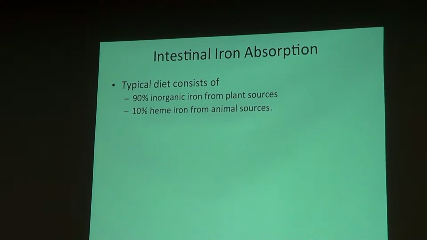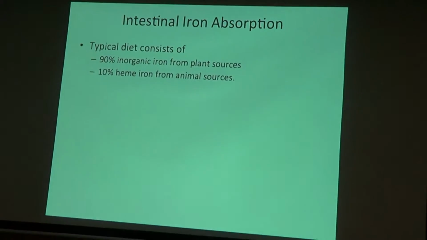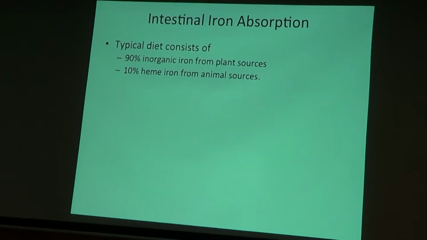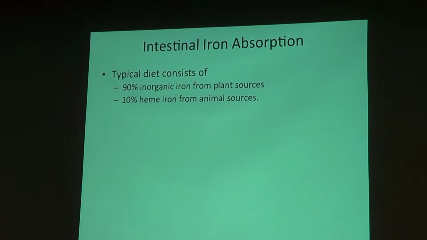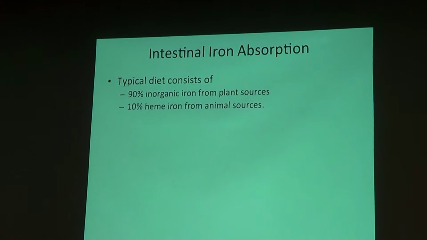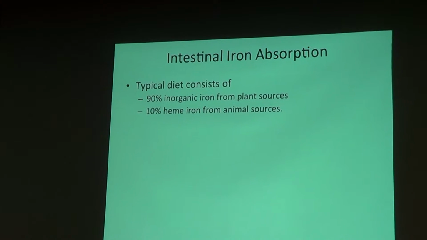So as you can imagine, if you are a vegetarian and you eliminate that 10% right there, you're eliminating a large intake of your iron sources. Now there's lots of other ways that you can get iron into your system, and we'll talk about different food items and things like that that can actually help.